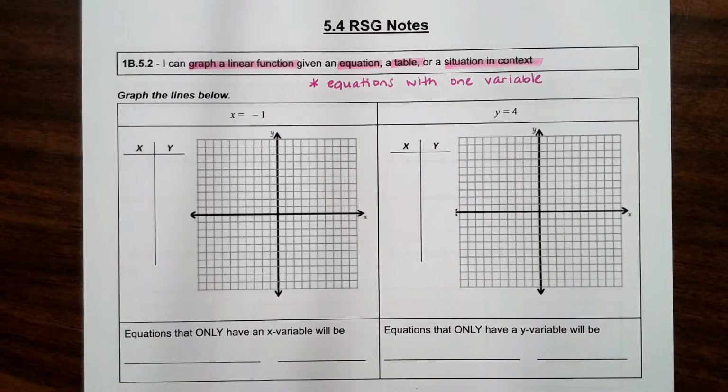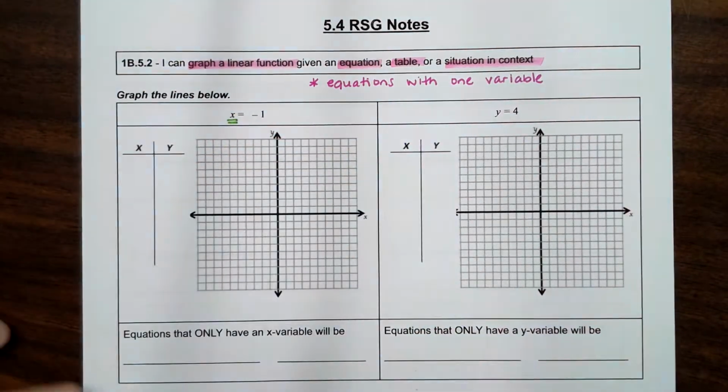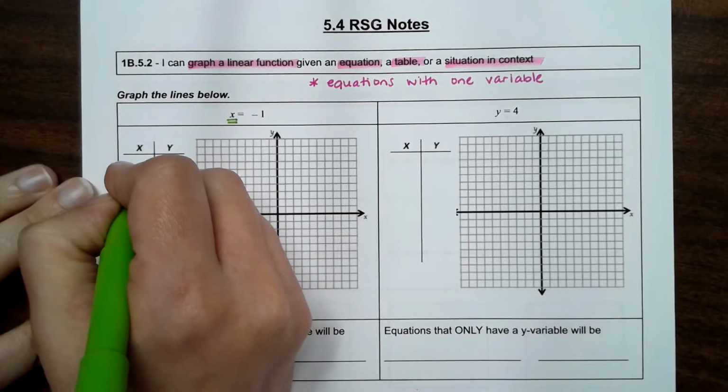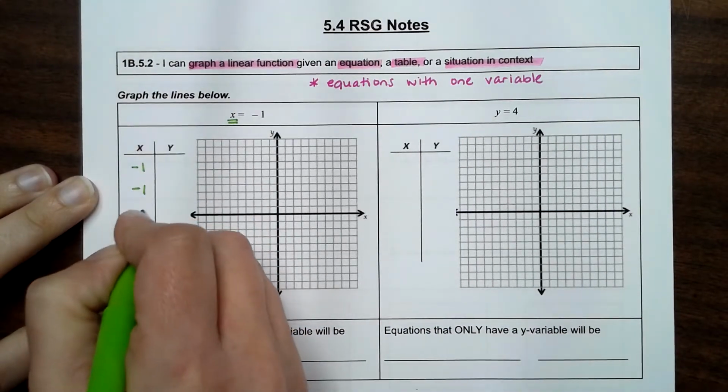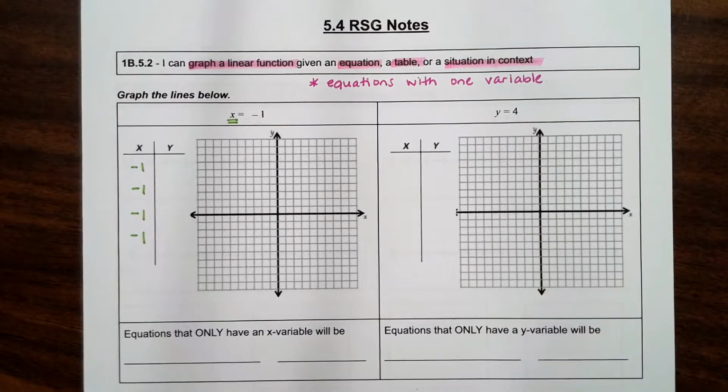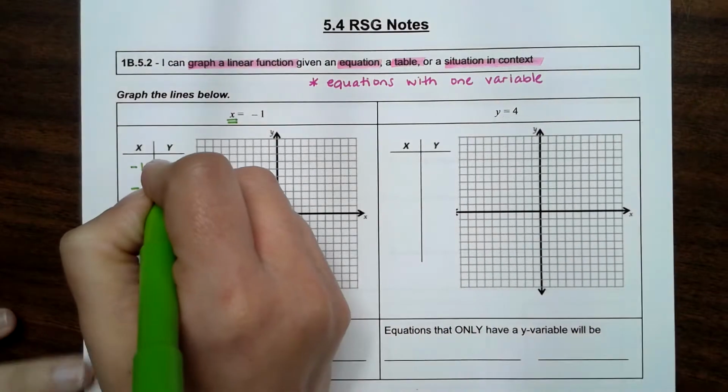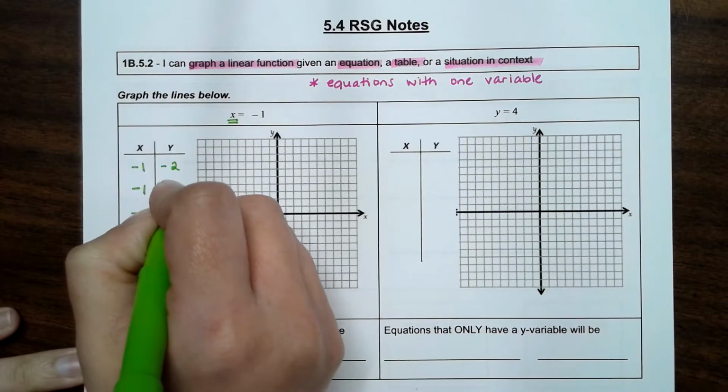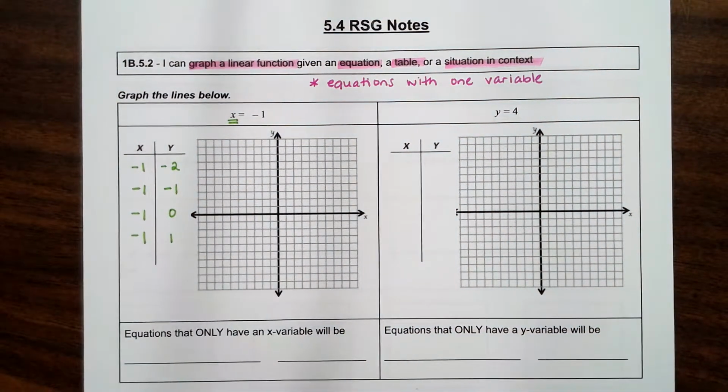In order to figure out what this looks like, let's start by making a table. Now, this first equation tells me that the x value in my table should be -1, but it does not tell me anything about the y value. Since I need more than one ordered pair in my table, I'm going to list the number -1 more than one time. Now, since the equation does not specify that the y variable has to have a certain number, I'm going to pick my favorite numbers for y, which are going to be -2, -1, 0, and 1.